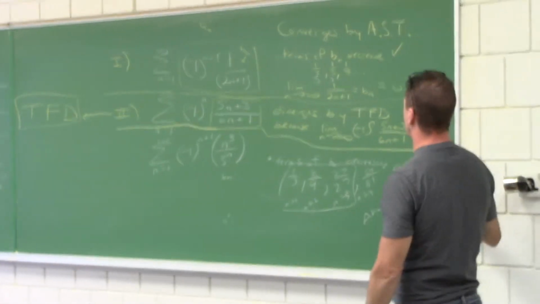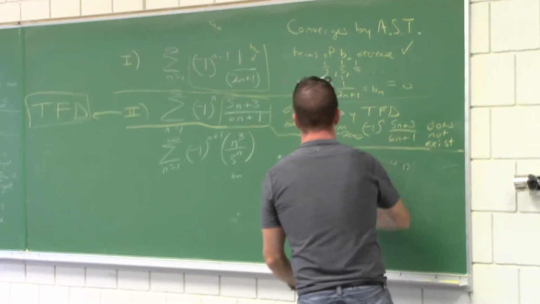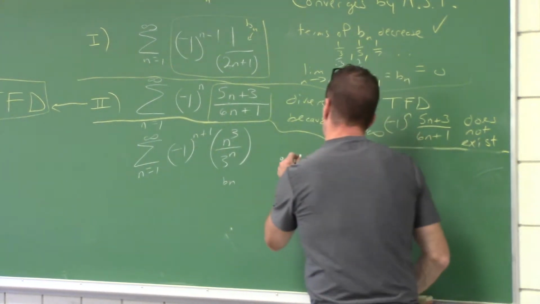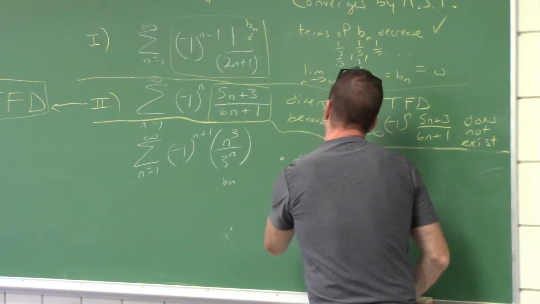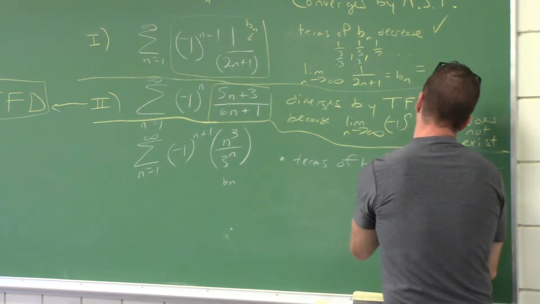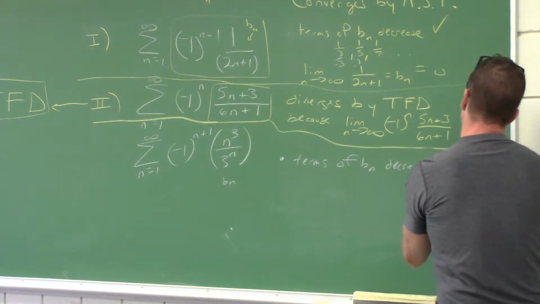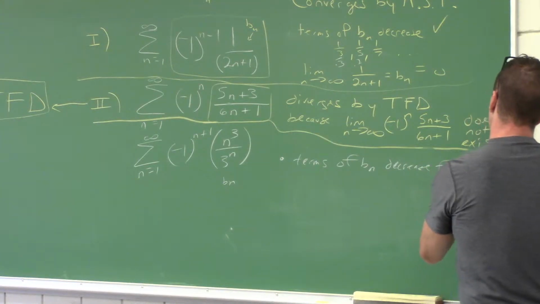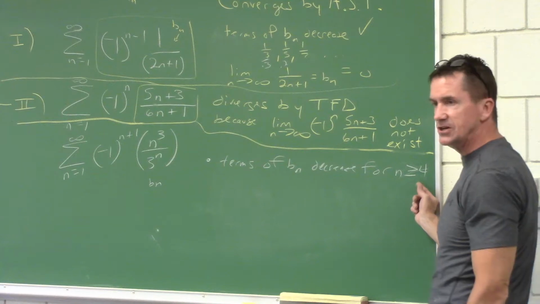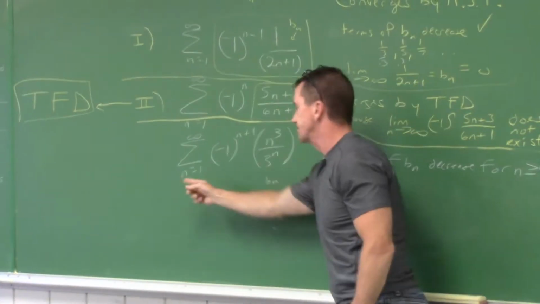All right, so I'm going to write this down. It started decreasing after which term? After the fourth term and beyond? All right, so I'll put n equals 4 and higher. Terms of b sub n decrease for the fourth term and beyond, right? I can use n equals 4 because we've got these n's in here.